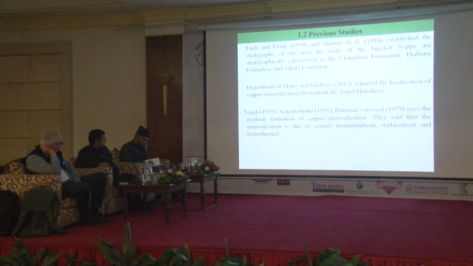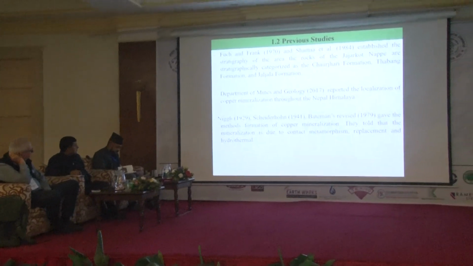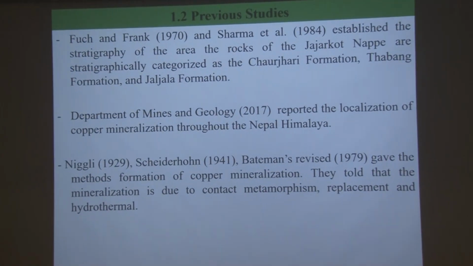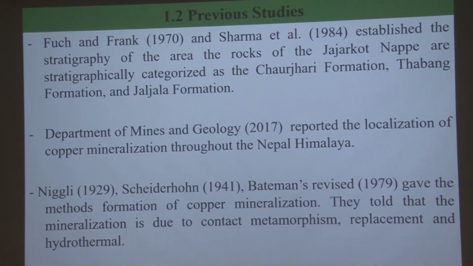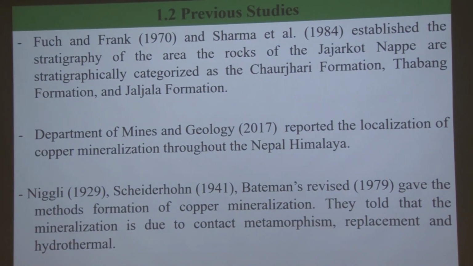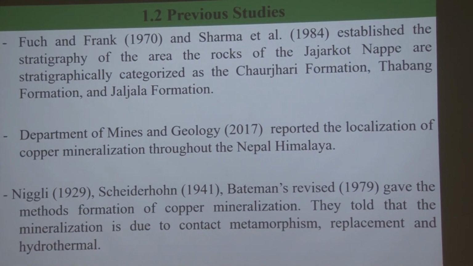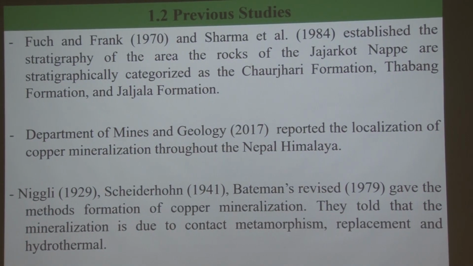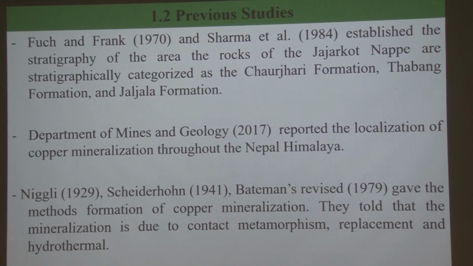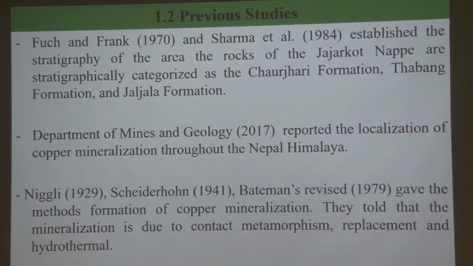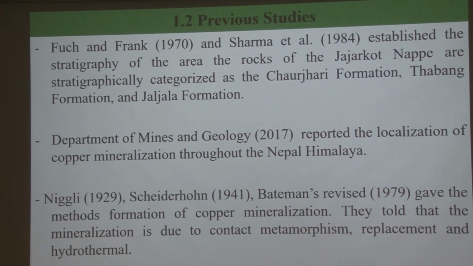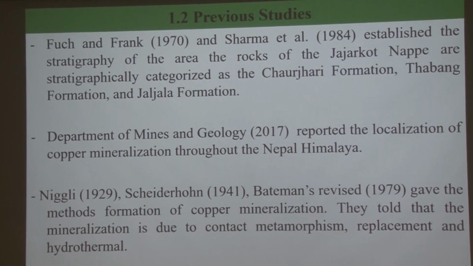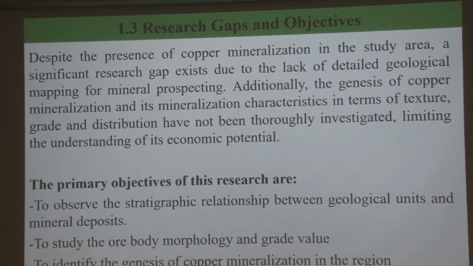Various previous geoscientists worked in the study area. Fuchs and Frank 1970 and Sharma et al. 1984 established the stratigraphy of the area and categorized the rocks as the Chaujari formation, Thawang formation and Jajala formation. The Department of Mines and Geology 2017 reported the localization of copper mineralization throughout the Nepal Himalaya. Italy 1929, Stradrum 1941 and Batsman 1979 gave the methods of formation of copper mineralization, and they said that the mineralization is due to contact metamorphism, replacement and hydrothermal processes.